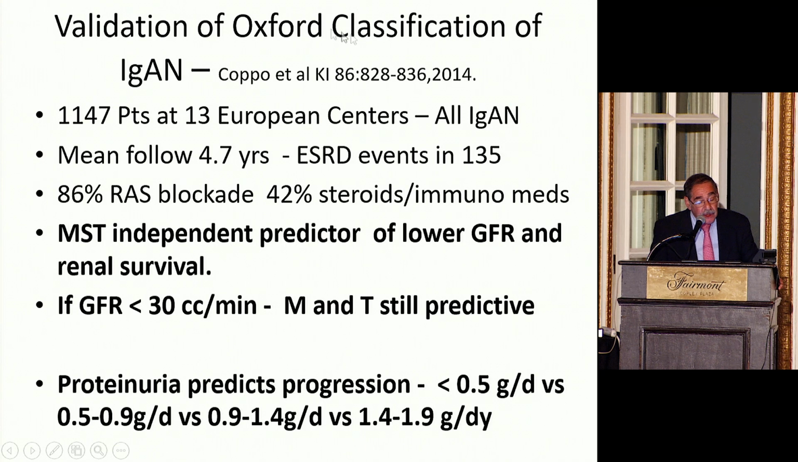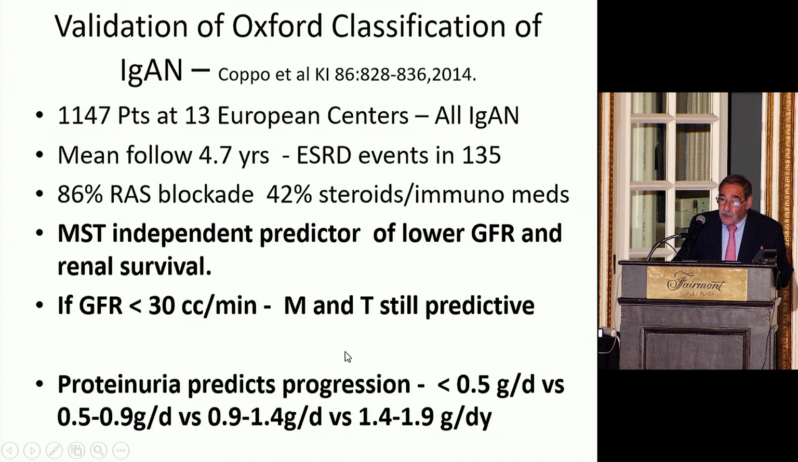Okay, validation of this score. So here you're looking at 1,100 plus patients, 13 centers. This is the Valiga study. I want to point out a few things. MEST was still an independent predictor of GFR and survival. If the GFR was very low, the mesangial proliferation and the tubulointerstitial fibrosis were still important.